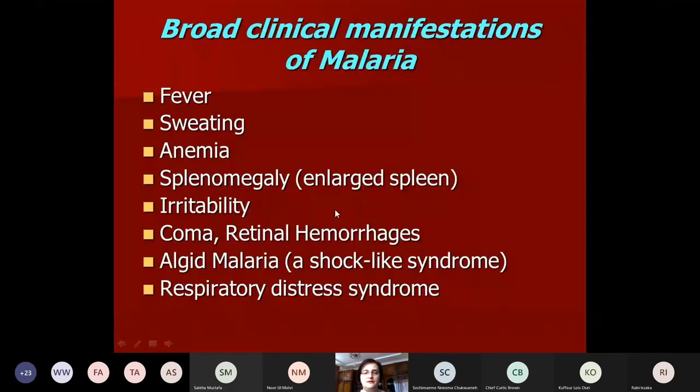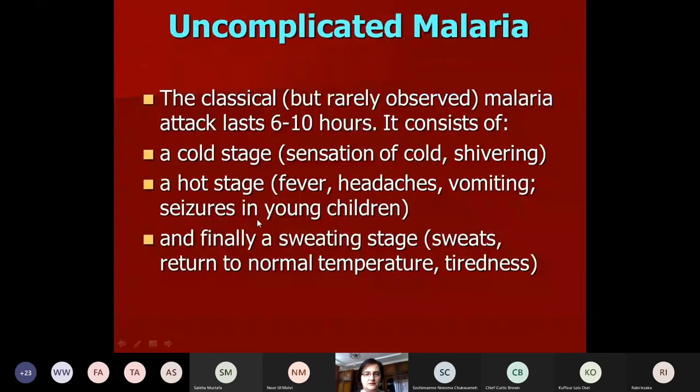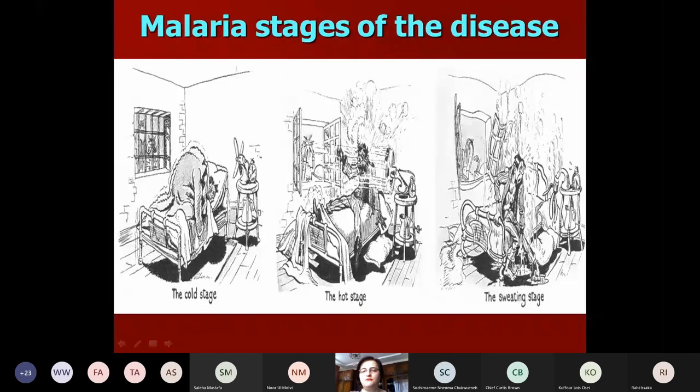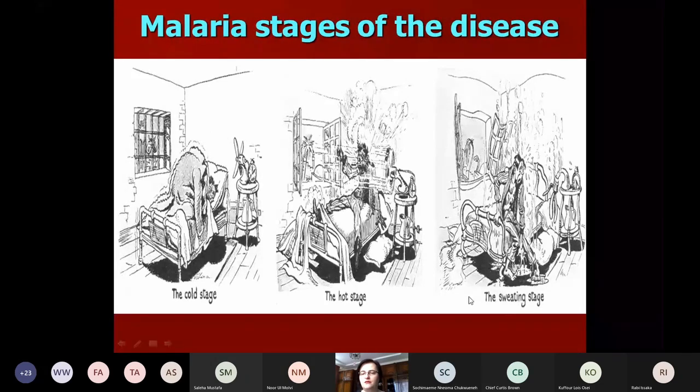And then the sweating stage: sweats, return to normal temperature, but the patient is very tired, exhausted. You see such sweating, even with sweat on the floor.